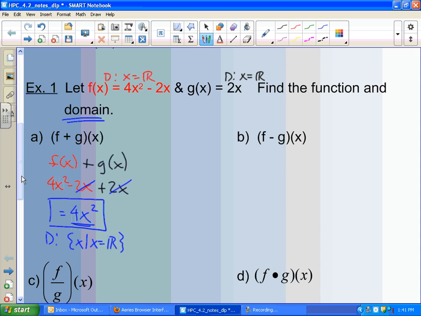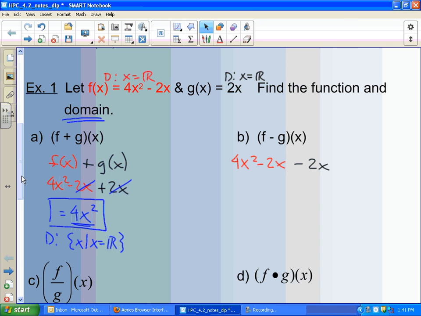Can you guys do that in your head? What's B's answer? 4x squared minus 4. Yep. So now we're going to subtract g from f. So we have 4x squared minus 2x, and we're going to subtract 2x.